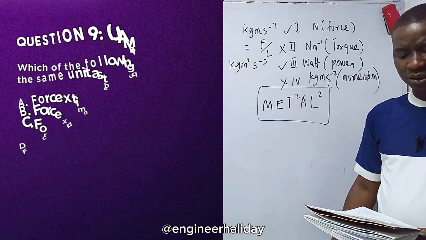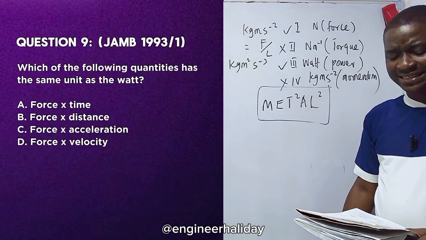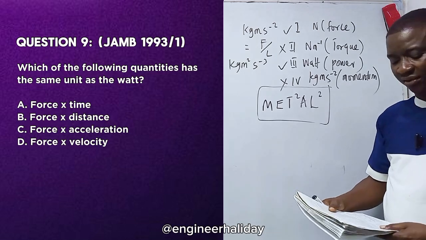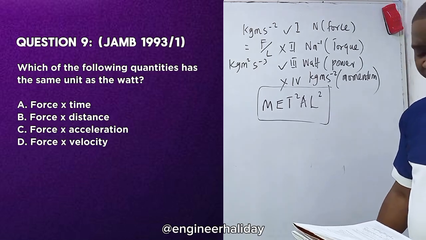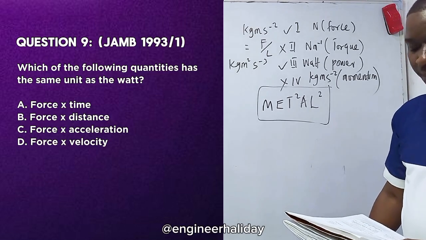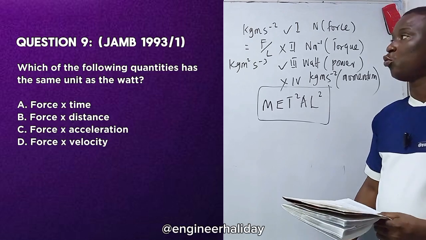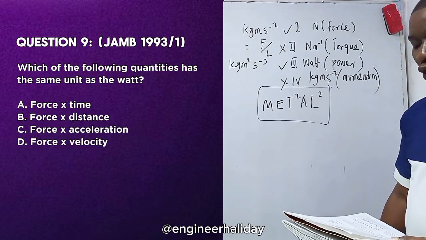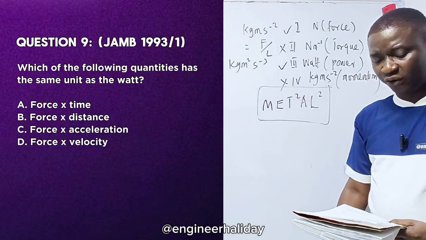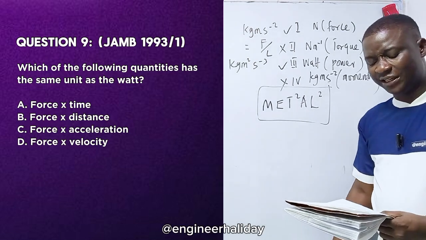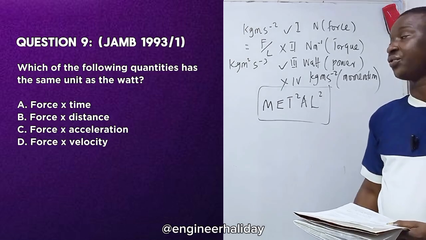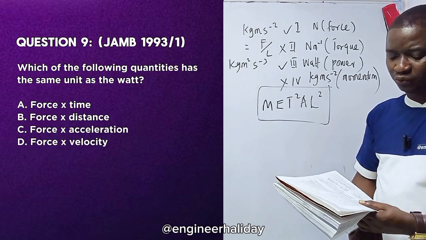Number 9, it says, which of the following has the same unit as the watt? A says force times time. Force times time is impulse, or momentum. B says force times distance. That is work done or energy, or even torque, and it can also be moment. Option C says force times acceleration. No one, just forget about that. Then D says force times velocity. Power, which is watt.